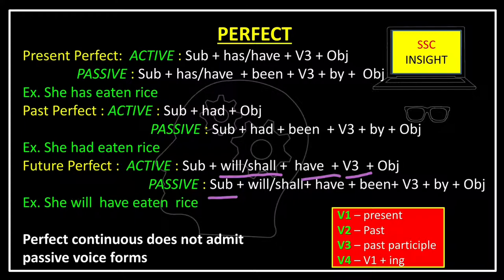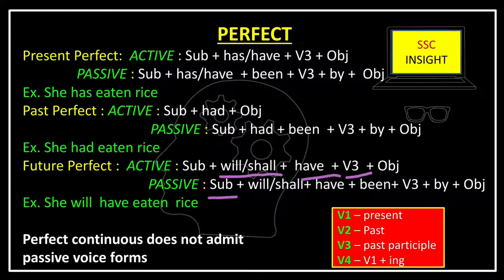And the last state of action is perfect continuous, but perfect continuous also does not admit passive voice. So we need to remember that in case of future continuous and perfect continuous tense, passive voice doesn't form. So we have covered all types of general rules in this video lesson.